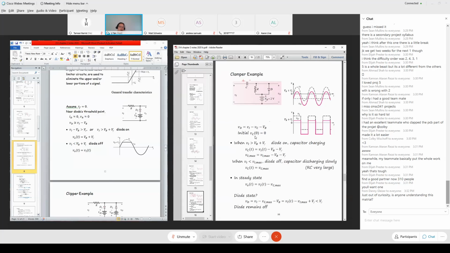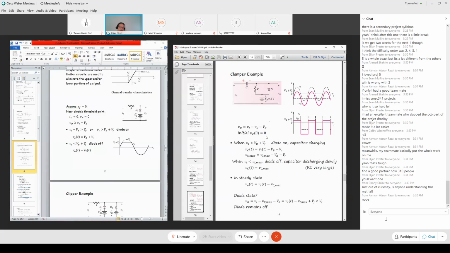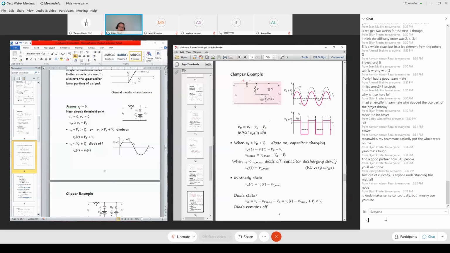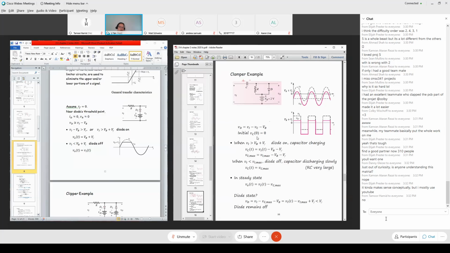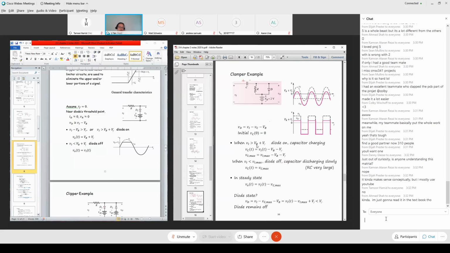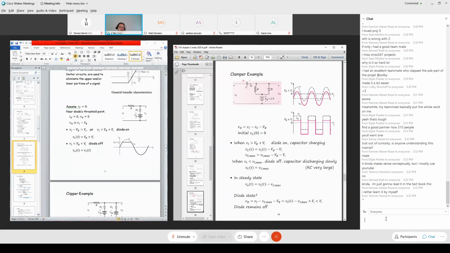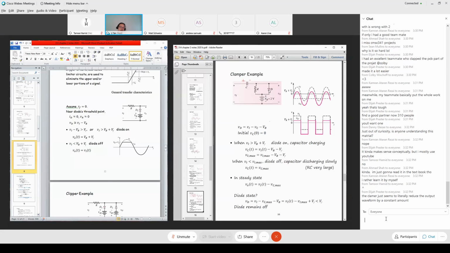And initially, we always assume the capacitor is discharged, the voltage is 0. So initially, capacitor voltage is 0. So when VI minus VB is greater than V gamma, or VI is greater than VB plus V gamma, the diode becomes on. Once the diode is on, the capacitor can charge. Because this is 0 resistance, the capacitor will charge in this way.